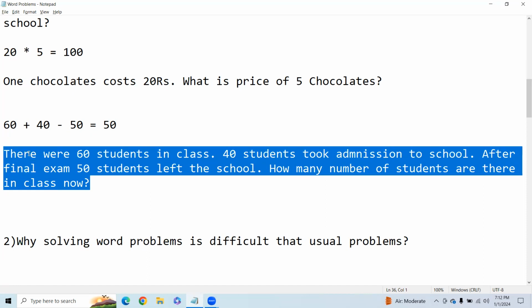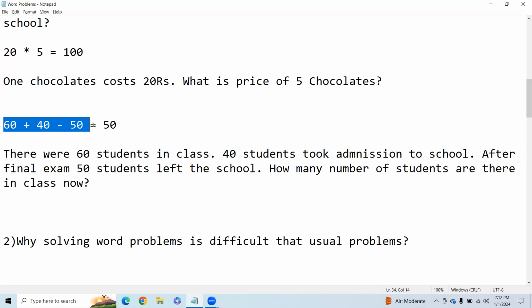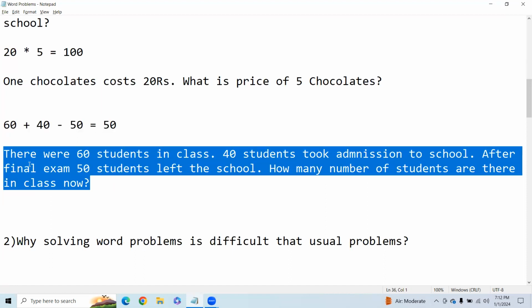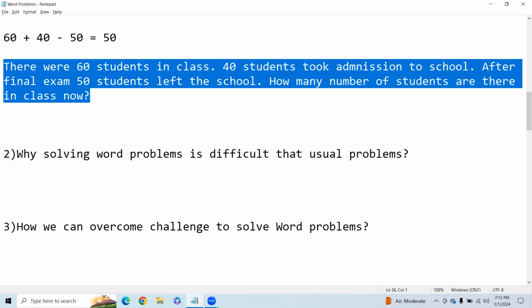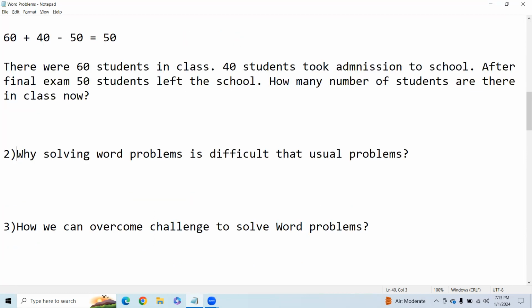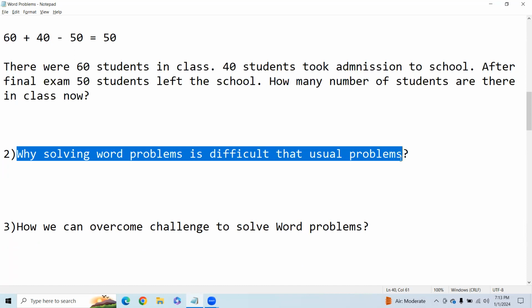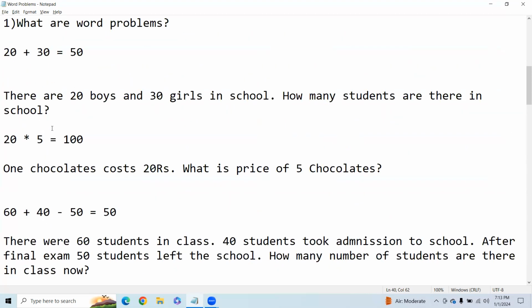If you have observed, solving the first thing would be easier for you, but solving the second thing might be a bit difficult. That is what we are going to see next: why solving a word problem is more difficult than a usual problem. So let's go to our first example.